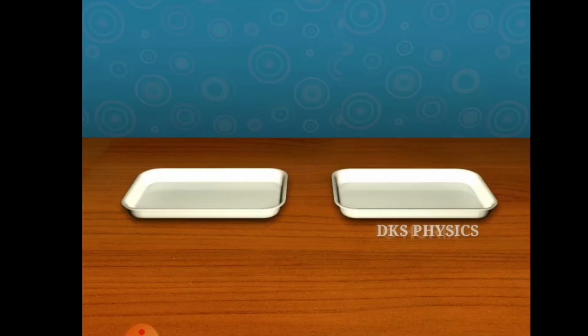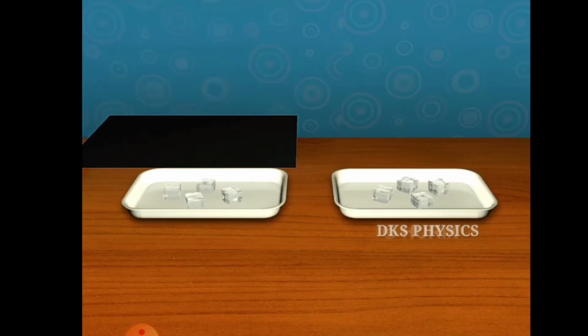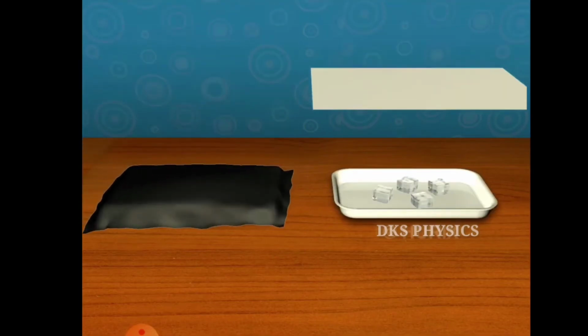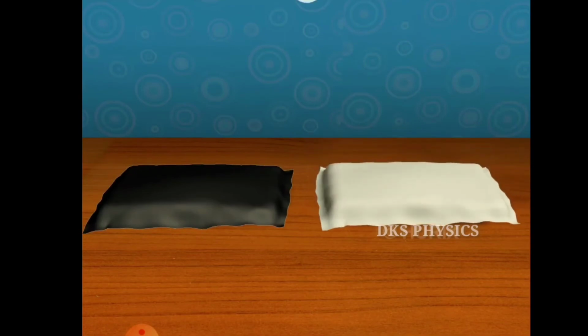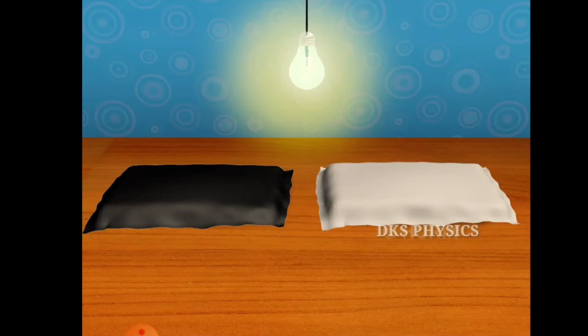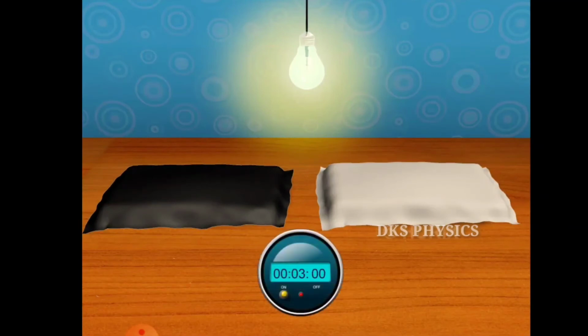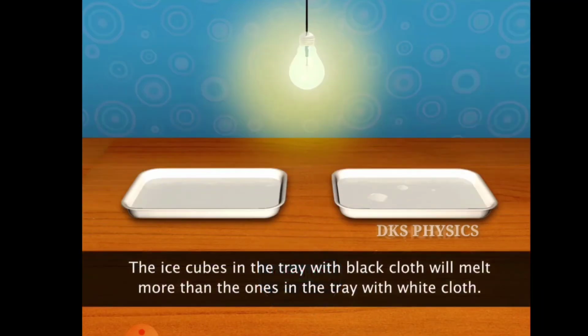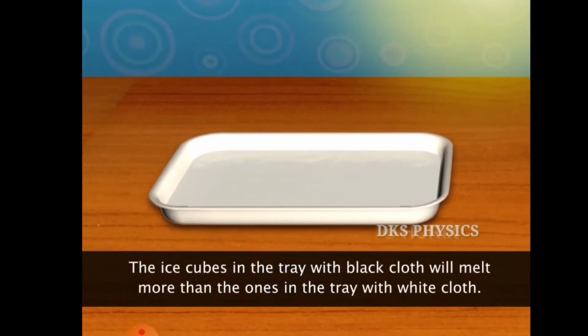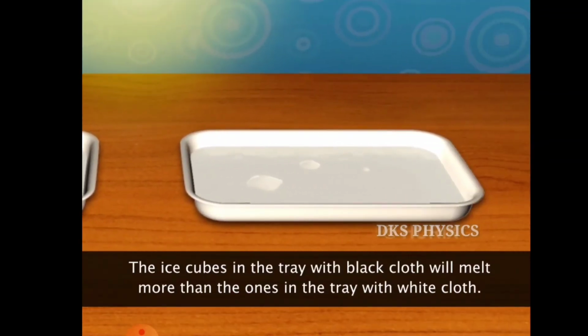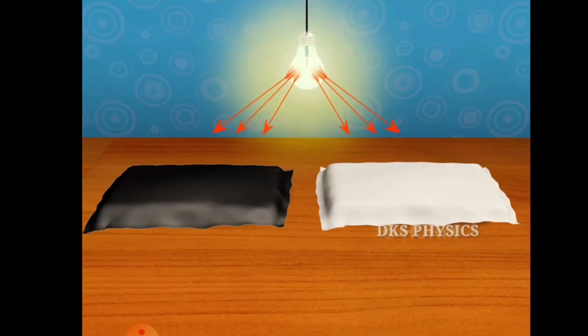Let us demonstrate it with an activity. Take 2 trays and put equal number of ice cubes in them. Cover one tray with black cloth and another one with white cloth. Leave both the trays below a light bulb for a while and then check what happens. The ice cubes in the tray with black cloth will melt more than the ones in the tray with white cloth. The black-colored cloth absorbed more heat and hence more melting occurred.